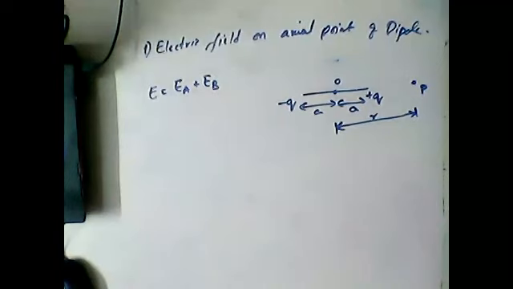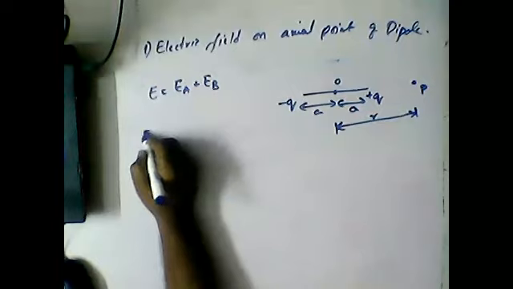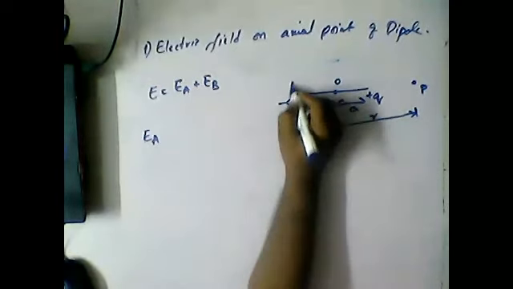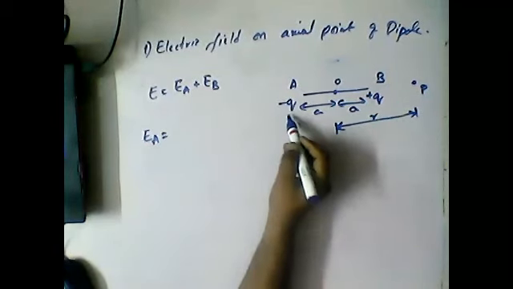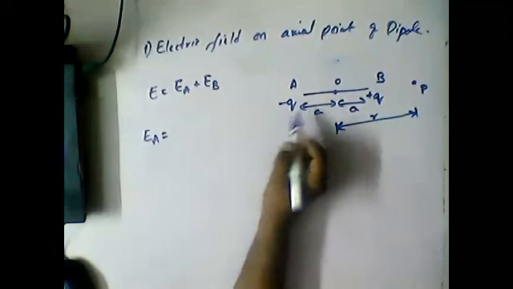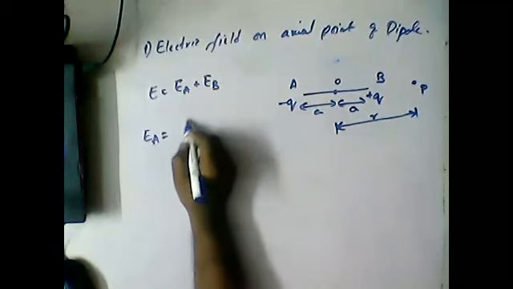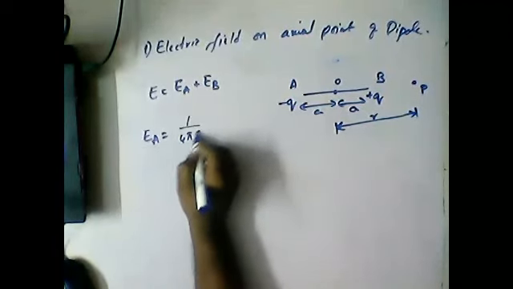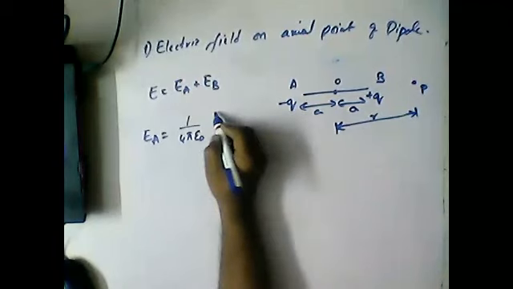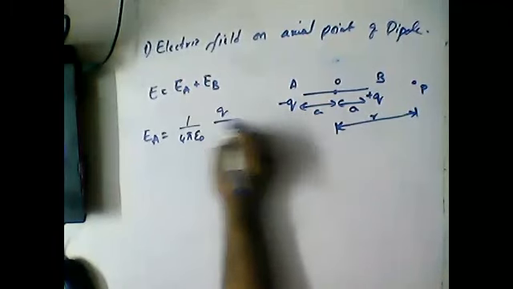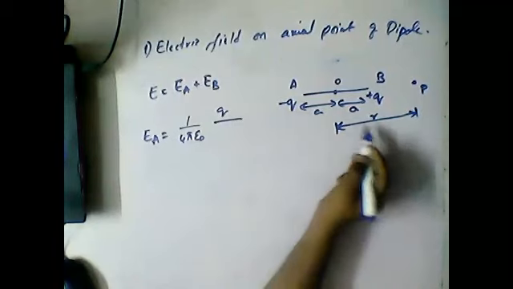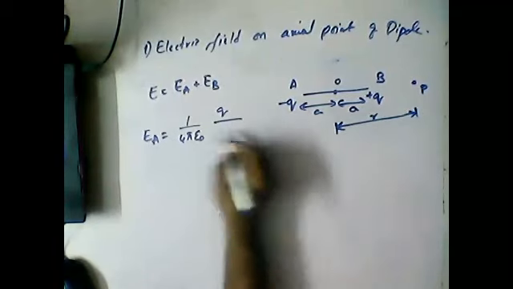But you need to keep one point very clear in mind. So what is EA? This is the point A and this is the point B. EA is nothing but the electric field due to the point charge at A. EA can be written as 1 by 4 pi epsilon naught, into Q by R plus A whole square.